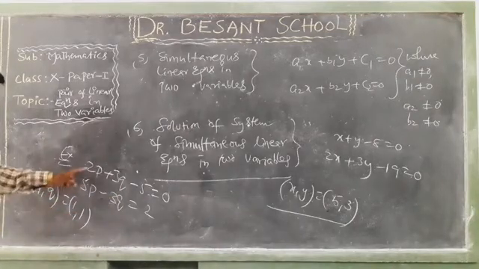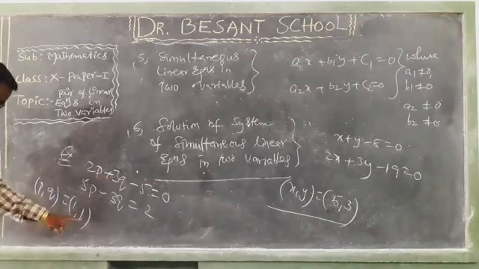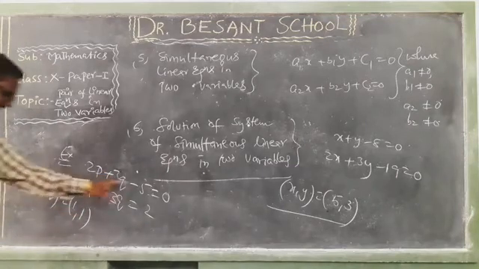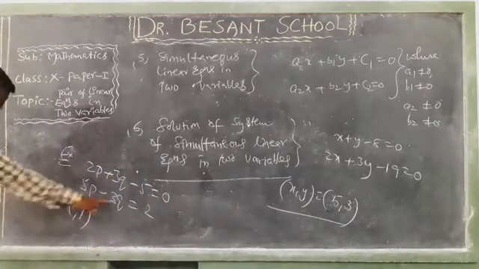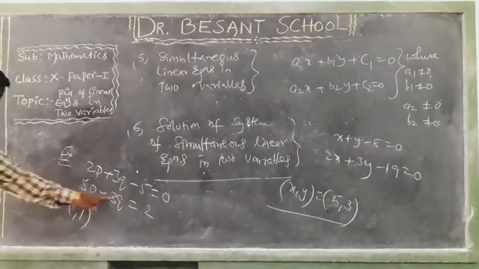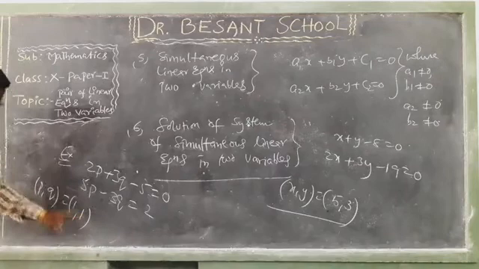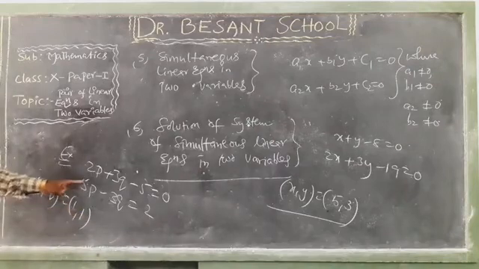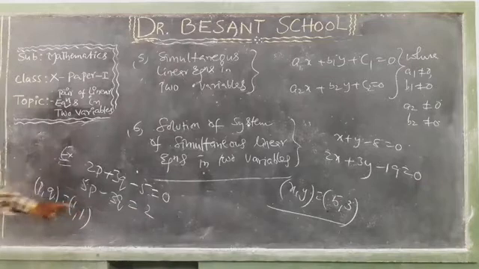Let us verify. p equal to 1, q equal to 1. 2 1s are 2, 3 1s are 3, 2 plus 3 is 5, 5 minus 5 is 0. Let us see again. p equal to 1, q equal to 1. 5 1s are 5, 3 1s are 3, 5 minus 3 is 2. So (1, 1) is also called the solution for the given equations.